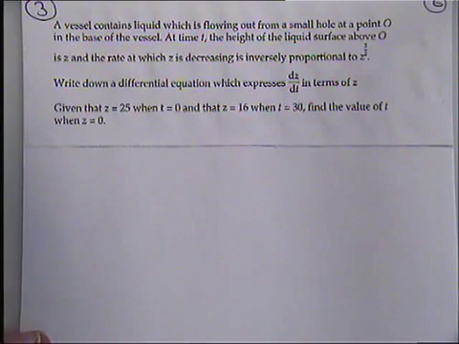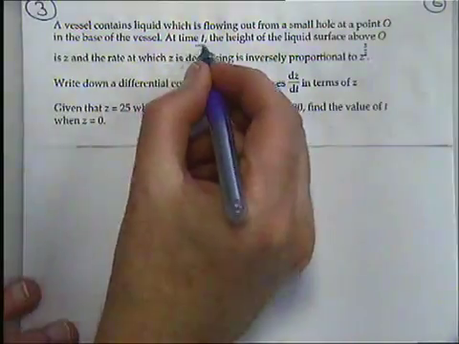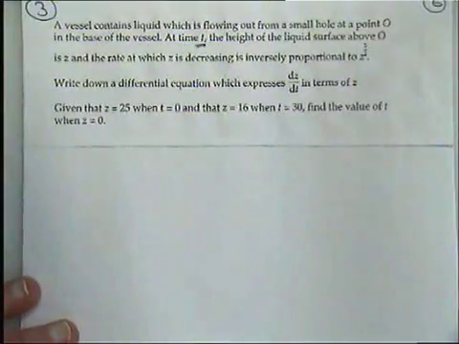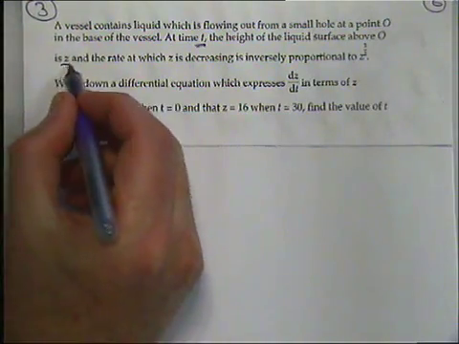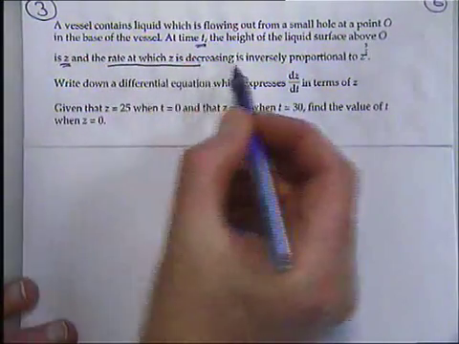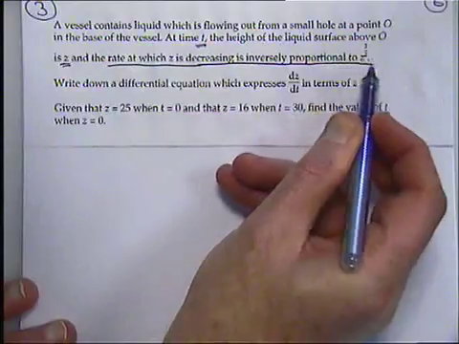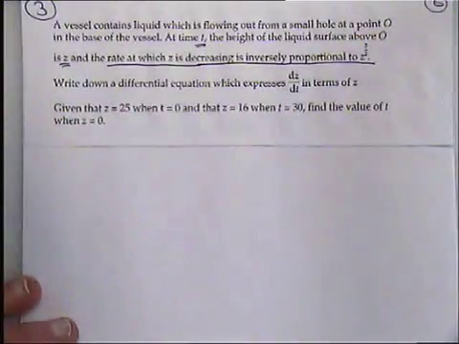We read the question through. A vessel contains liquid which is flowing out from a small hole at a point O in the base of a vessel. At time t, we're interested in t, the height of the liquid surface above the hole is z, and the rate at which z is decreasing is inversely proportional to z to the power of 3/2.